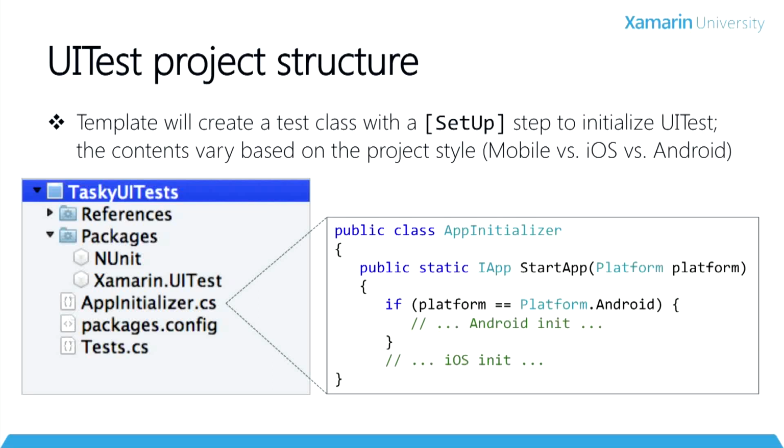initialization is actually separated out into an app initializer class, which contains a start app method that is passed the specific platform to initialize. You can see the basics of this method in the code on the slide. The static method is called from the setup method in the test fixture. In the iOS and Android specific styles, the initialization code is placed directly into that setup method.